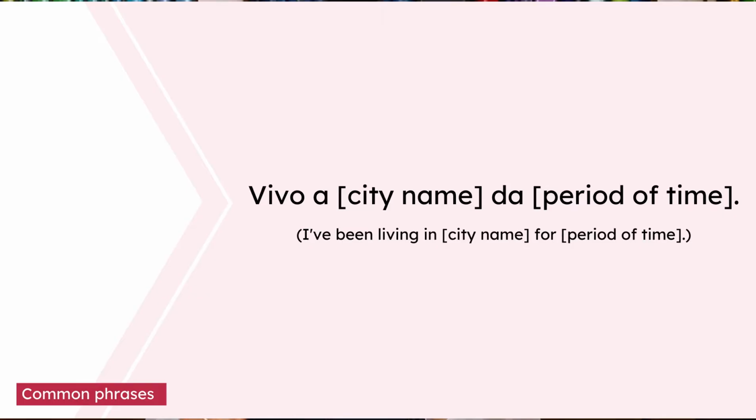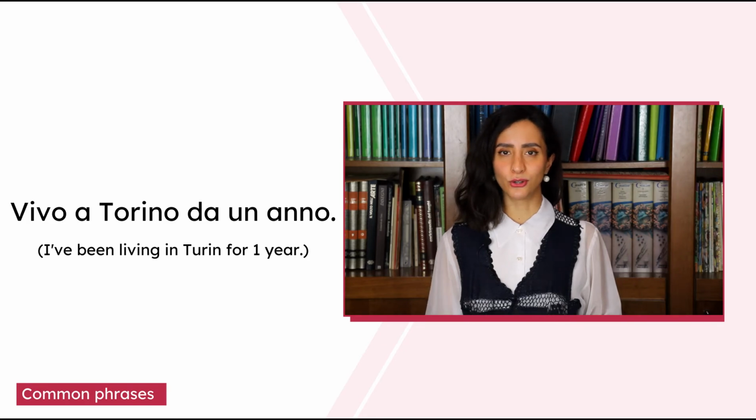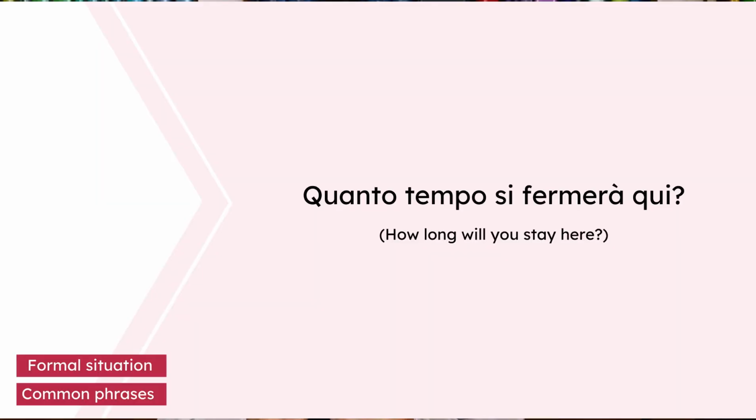The answer to this question could be vivo a city name da period of time. I've been living in city name for period of time. An example: vivo a Torino da un anno. Or maybe you can ask how long they're gonna stay in that place. Quanto tempo si fermerà qui? In formal situations.